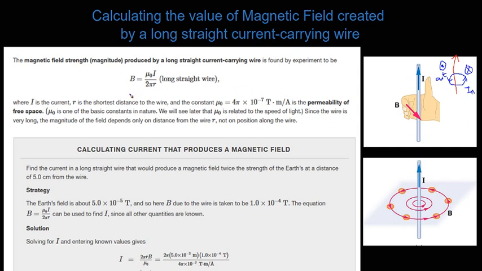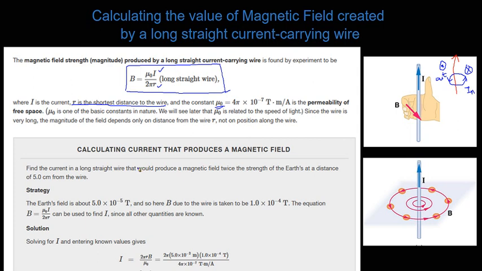Well, this is the formula for calculating the value of the magnetic field. This is an important formula. This tells us the magnitude of the magnetic field if you know the current I and the distance between the point at which you're calculating the field and the current wire. R is the shortest distance between the wire and the point at which you're calculating the field. In this formula, mu0 is referred to as the permeability of free space. It is a constant whose value is given here in SI units.